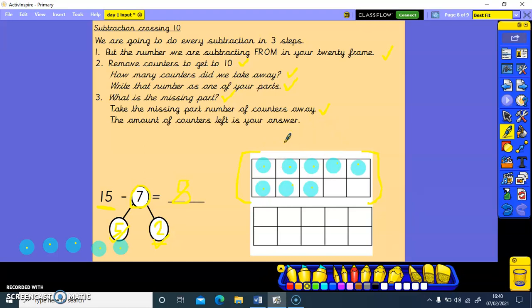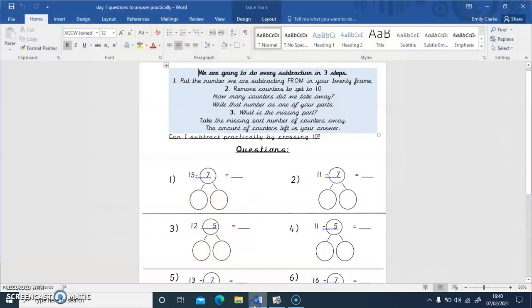Brilliant job, guys. This information here to remind you, you can keep on the screen, but it is also included in today's activity. So here, just to remind you of your steps. The first step, 15 counters in your tens frame. Then take away until you get back to 10, which would leave you with 5 here. Then work out the other missing part, 5 in your head. Want to get to 7, 6, 7. The other missing part would be 2. Then you take your 2 away and then you count up how many you are left with.